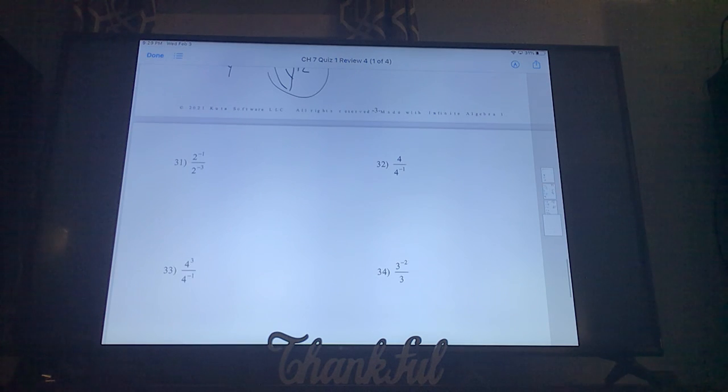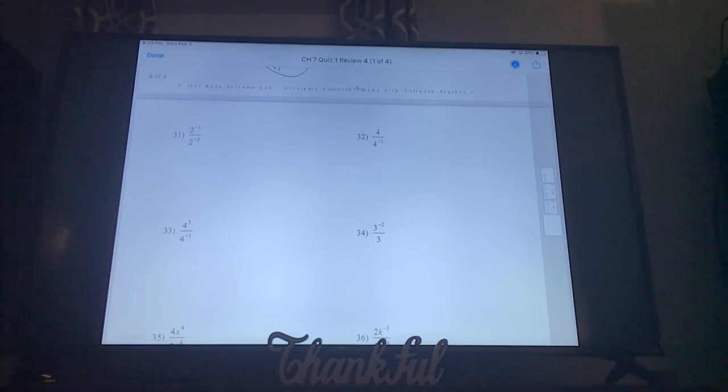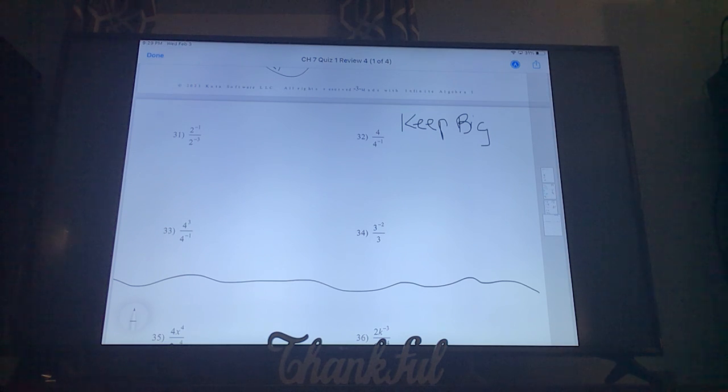Okay, the last page is dividing. Same thing, there's numbers and letters. So we keep the big and we subtract the little. And I say we need to do top minus bottom. So we keep the big and we subtract the little.